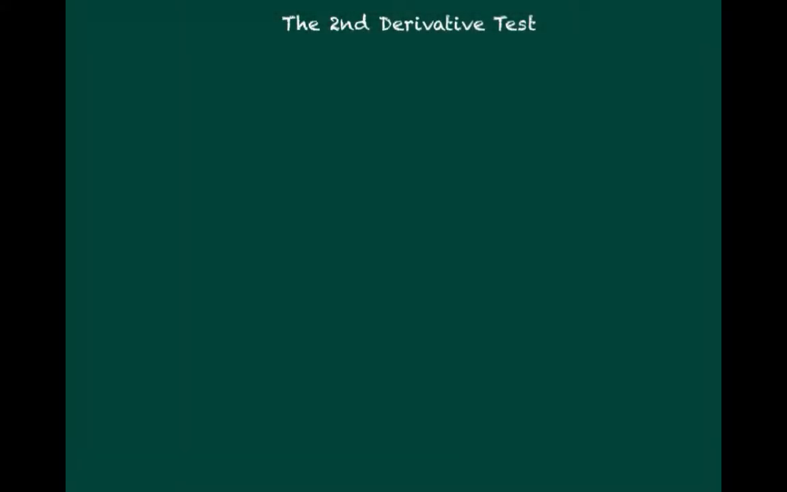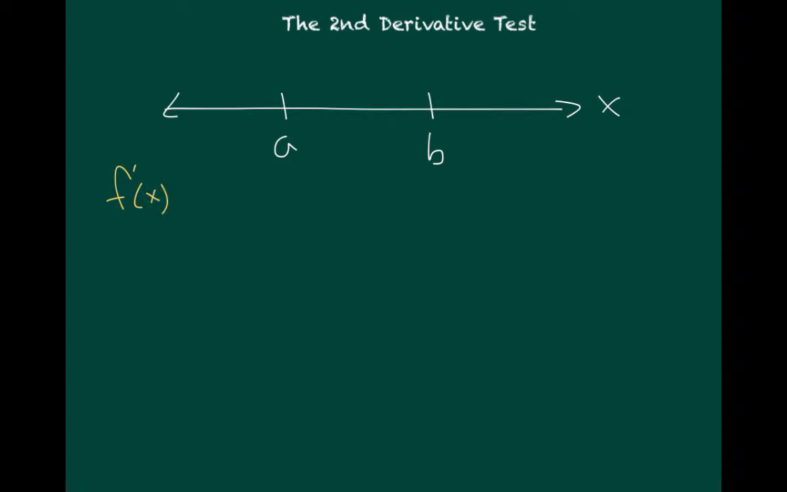Let's look back at a sign pattern we've made. Let's take a point A and another one B. And let's say that the first derivative was positive to the left of A, that it equaled 0 at A. It was negative between A and B, it equaled 0 at B, and then it was positive to the right of B.